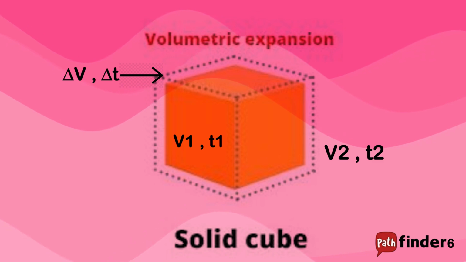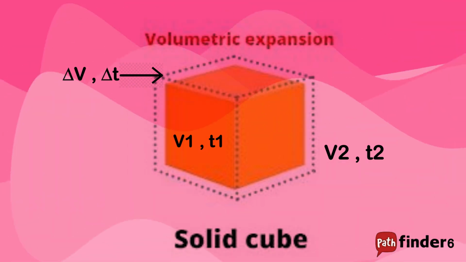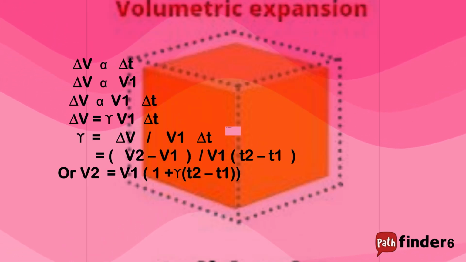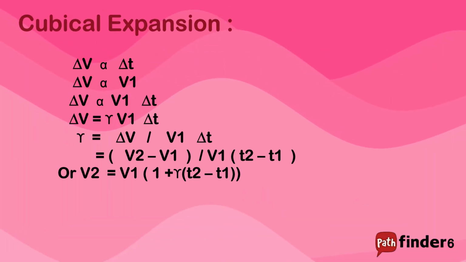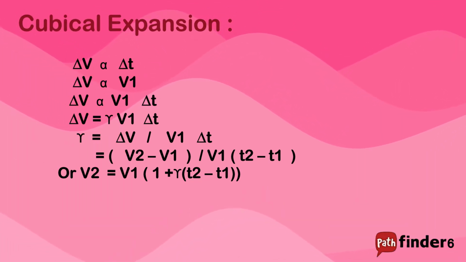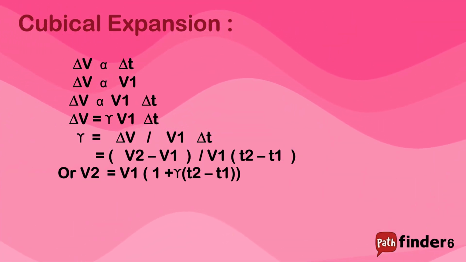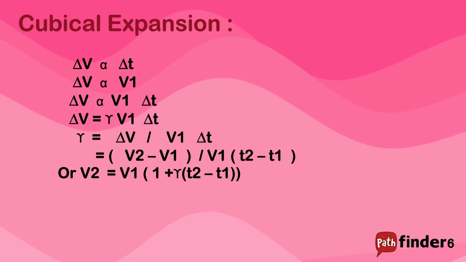And now for cubical expansion, let us consider a cube. The cube has an initial volume of V1 at the temperature T1, and the temperature has been raised to T2, and the cube has changed its volume to some V2. So change in volume delta V is directly proportional to change in temperature delta T, and delta V is directly proportional to V1. So by these two we can write it as delta V is directly proportional to V1 and change in temperature delta T.